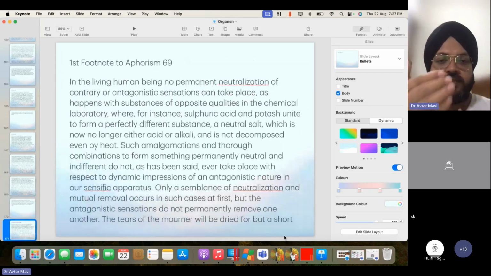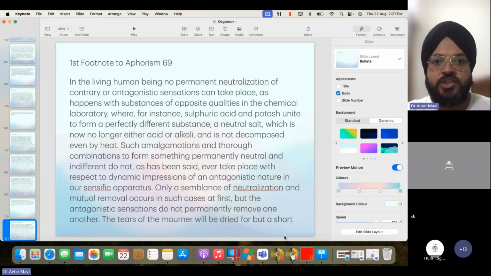Sorry, the first footnote, there are three footnotes to this aphorism. So the first footnote: in the living human being, no permanent neutralization of contrary or antagonistic sensations can take place, as happens with substances of opposite qualities in the chemical laboratory.